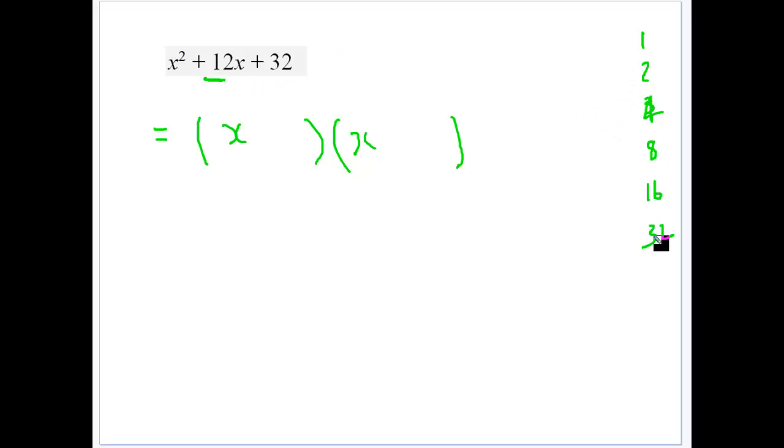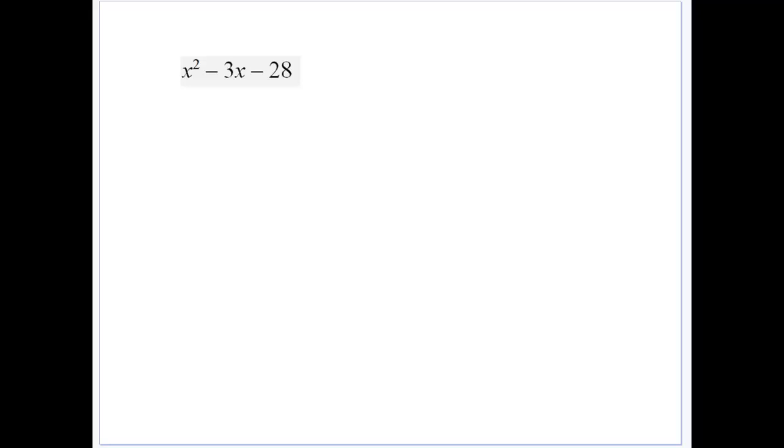So 1 and 32, if they're together, will add to give us 33. 16 and 2 add to give us 18. 4 and 8 add to give us 12. So it'll be x plus 4, x plus 8. How do we know we're right? Expand it out. x times x, x times 8, 4 times x, and then 4 times 8. Expand it out, you should come back to that. That's the nice thing about being able to check if you're correct.